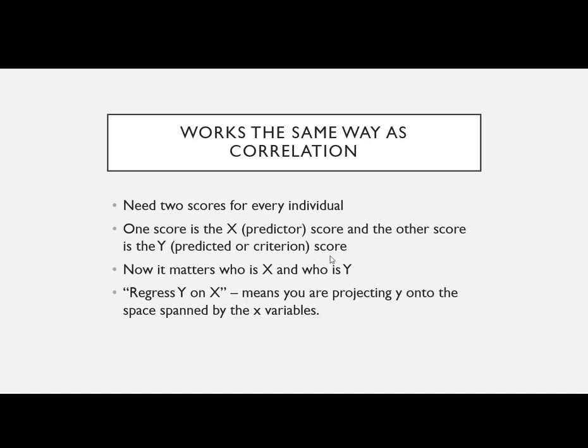the output. So it works the same way as correlation. You need to have two scores for every individual. You need to have one score, which is the predictor, the X score, and the other score, which is the Y. So you need to have one for each. So you're not just predicting from nothing.